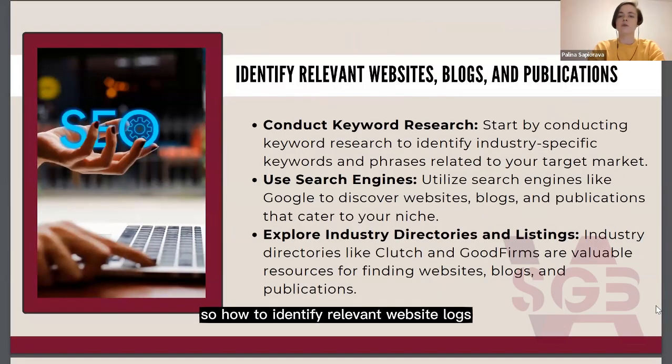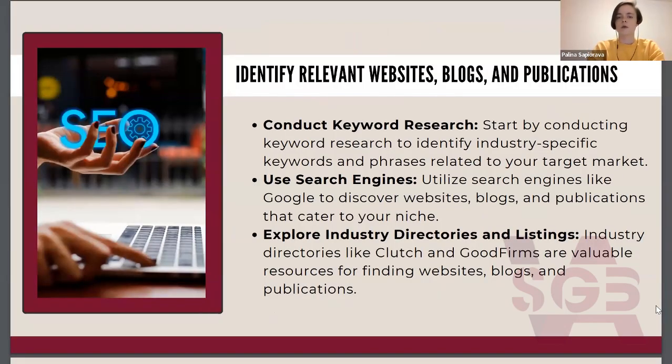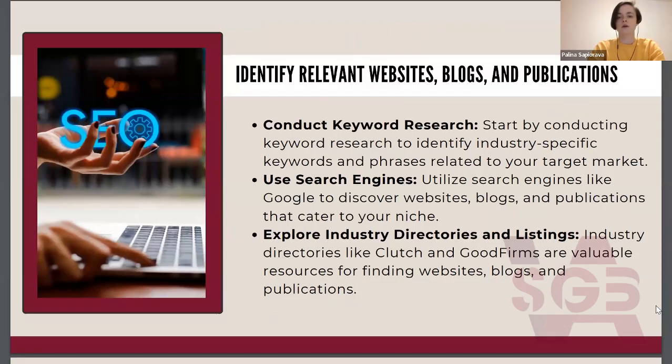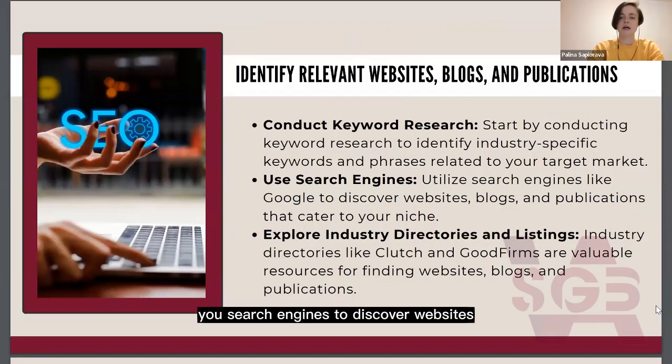So how to identify relevant websites and blogs? Well, you can conduct keyword research. So start by conducting keyword research to identify some industry-specific keywords and phrases related to a target market. You use search engines to discover websites, blogs, and publications that are specific for you, and explore industry directories and listings like Clutch or Good Firms. These directories have valuable resources for finding websites, blogs, and publications.